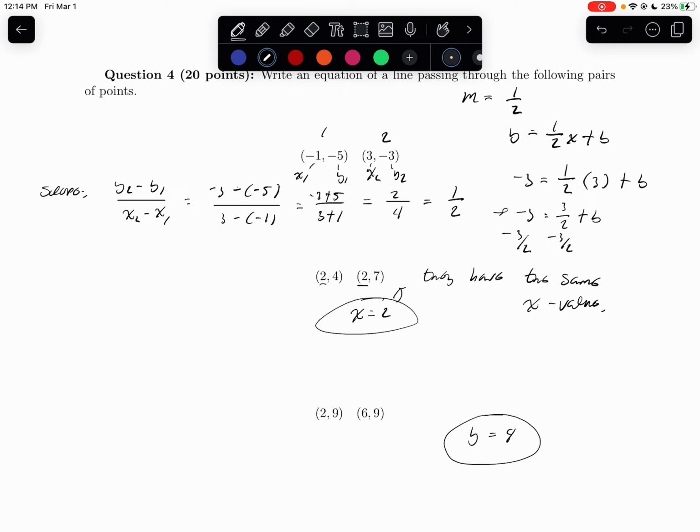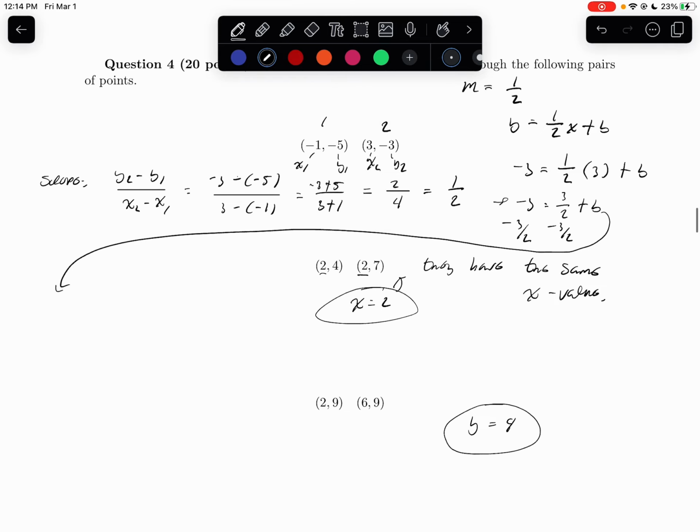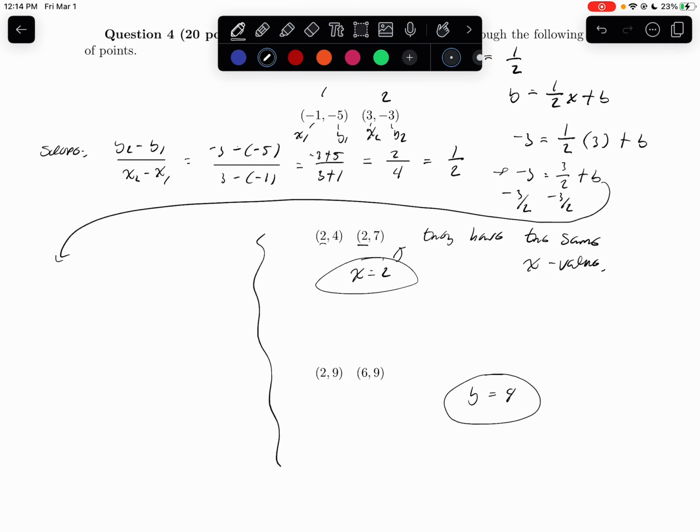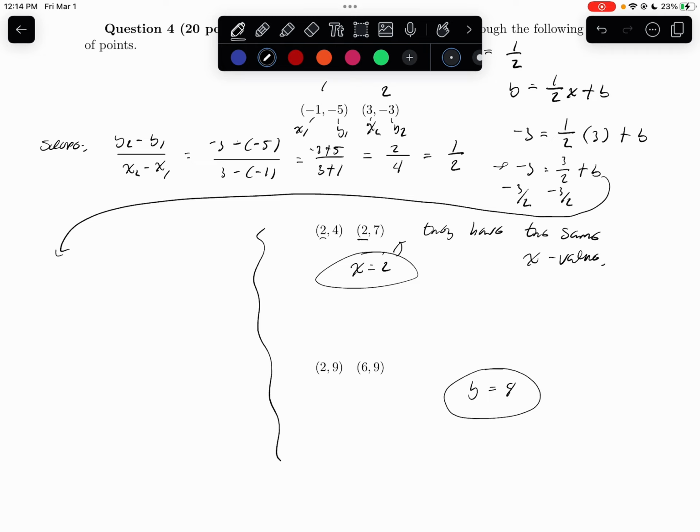All right, and let's actually just move this down here. Okay. Didn't budget my space very well. Okay, so if we plug in here, if we take 3 over 2 away from both sides, we'll have b is equal to negative 3 minus 3 over 2.